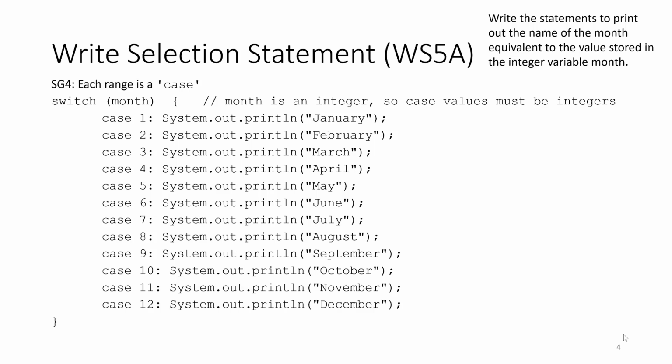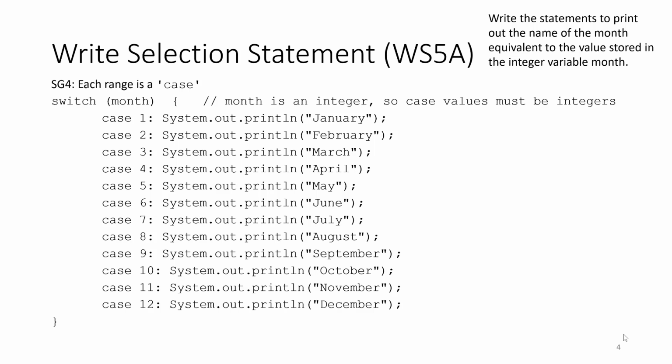Sub-goal 4. Each range becomes a case. Because month is an integer, all of the case values must also be integers. So for this problem, we will have a case 1, a case 2, a case 3, a case 4, all the way up to case 12.